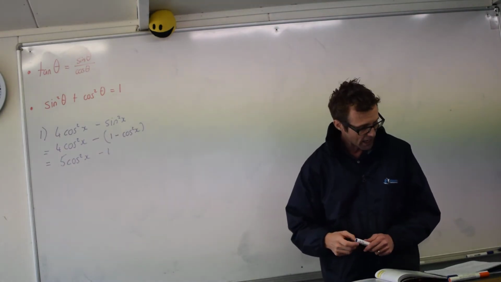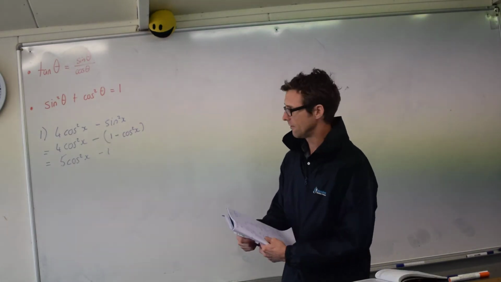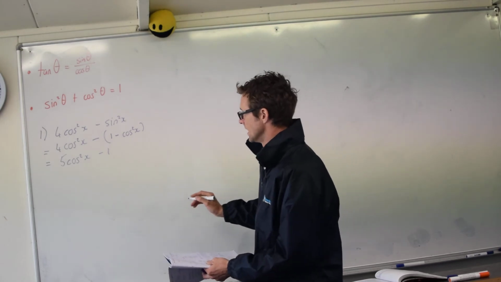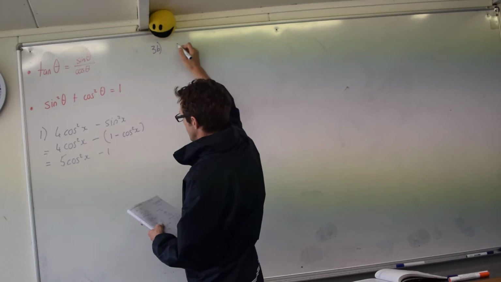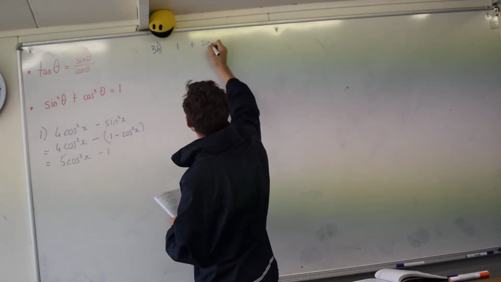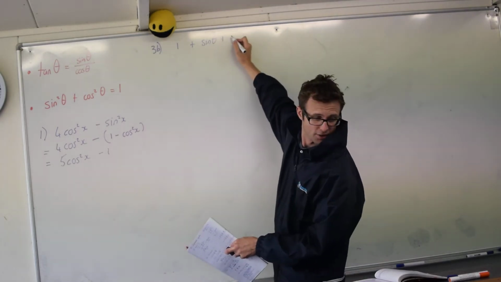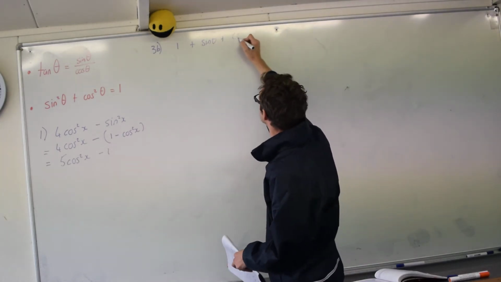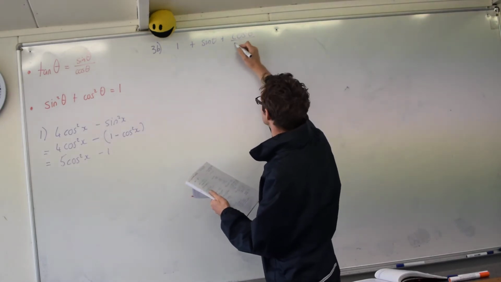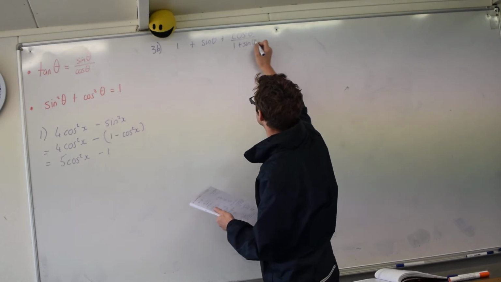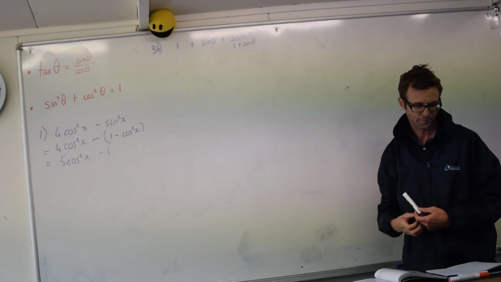Okay, let's take a look at something like 3b. Here we're trying to simplify, so I'll start up here. 3b. We're given this expression: 1 plus sine theta plus cosine squared theta over 1 plus sine theta. Okay, so that's our question, and we're trying to simplify it.